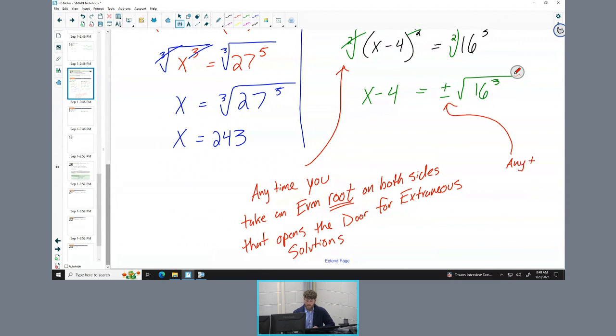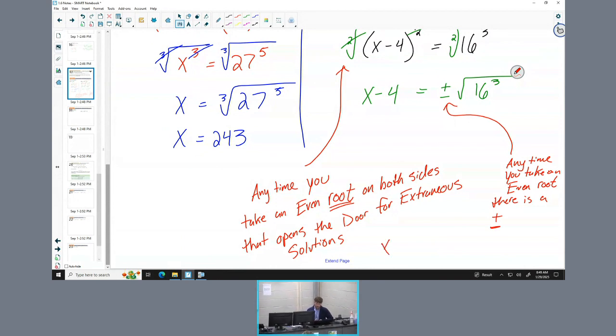Anytime you take an even root, there is a plus or minus. There are a positive version and a negative version. So that's two things that's happening here. So what's my final answer? I'm going to say x equals, I'm going to move the 4 over, and I'm going to say 4 plus or minus the square root of 16 cubed. I don't know what that is. I'm sure you can simplify that, but I don't think we got time to do it.